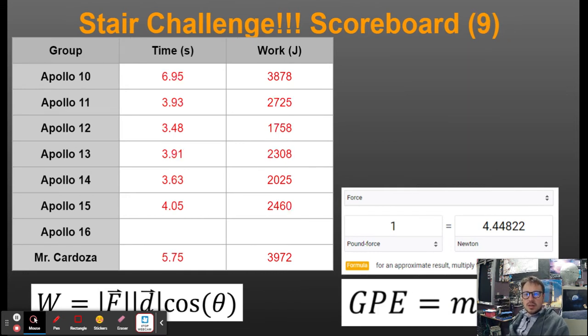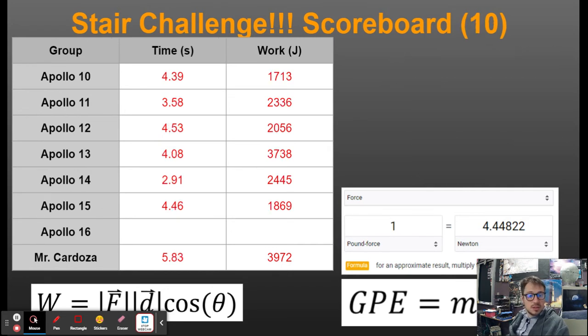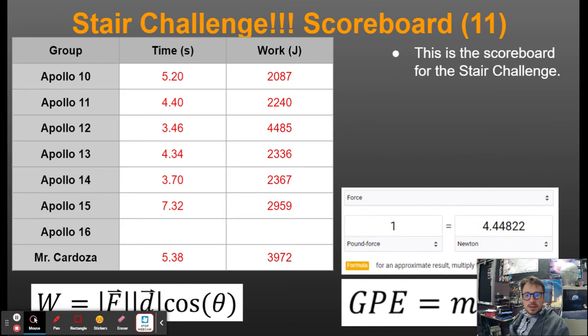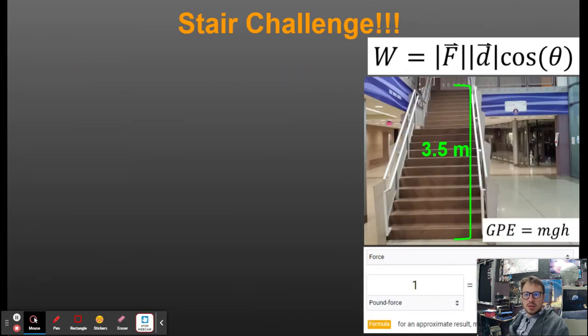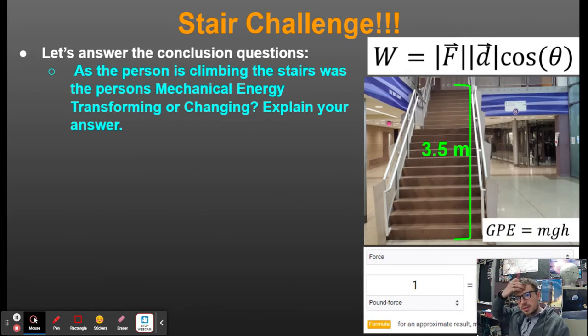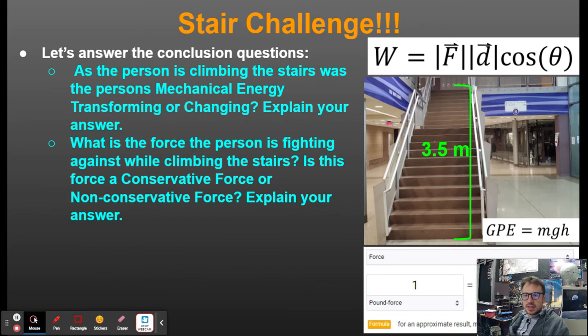So you can see all the other ones, and in this one, well, I won, right? I won in this one as well. In this one, somebody else won. Now, if we look at this one, as the person is climbing the stairs, we know the mechanical energy is changing, it's increasing, right? Now, what was the force fighting against? It's going to be gravity. Gravity is a conservative force, and that means it's path independent, right?